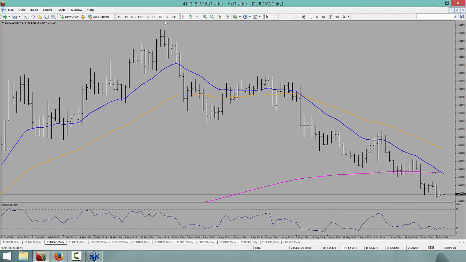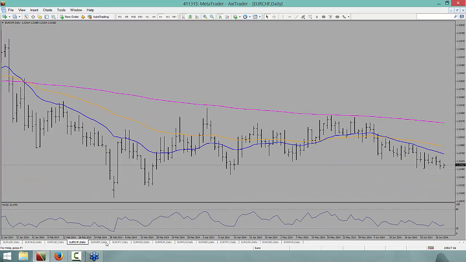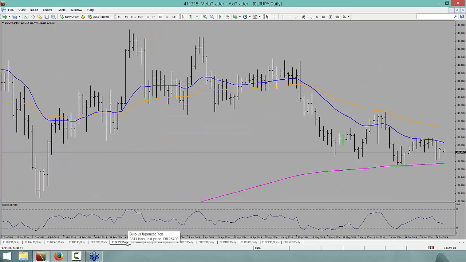It just hasn't been able to give us the correct signal, or for me the correct signal anyway. Euro yen. Sheesh.